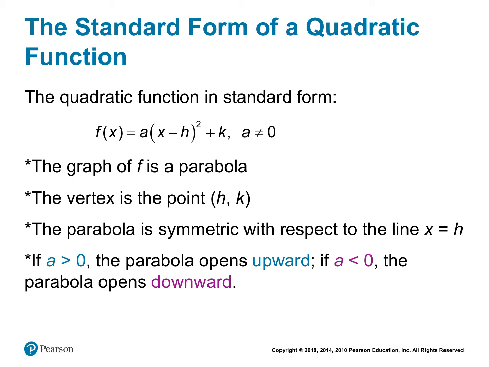The vertex is the point h, k. So this would be the x-coordinate of the vertex, and this would be the y-coordinate of the vertex. The parabola is symmetric with respect to the line x equals h. And if a is greater than 0, the parabola opens upward. And if it's less than 0, so that would be a negative number out front, the parabola is going to open downward. So if you see a negative out front, you know automatically it's going to be a downward parabola, upside down.